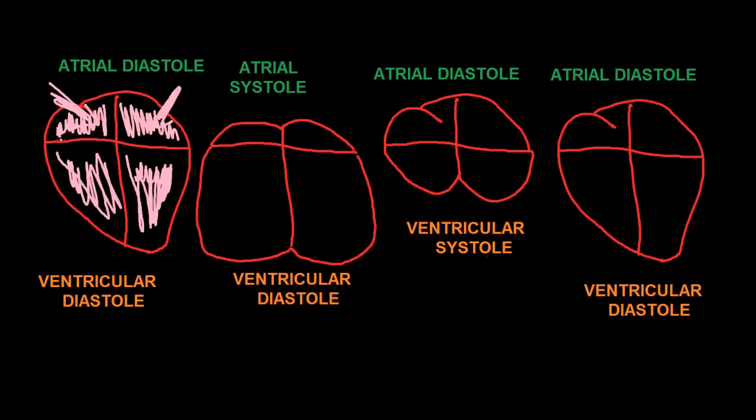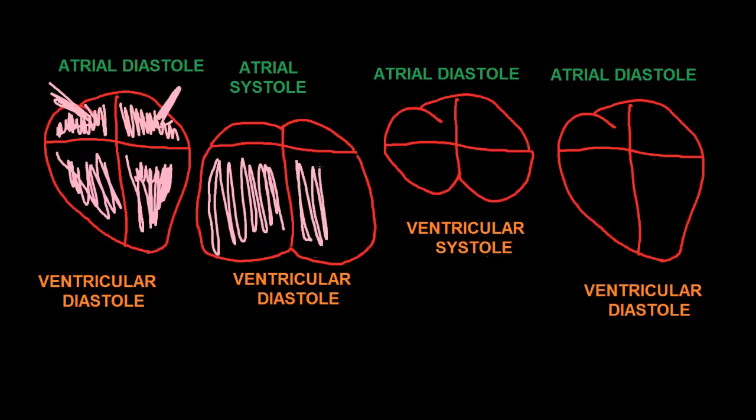At this time, the atria contract, sending all of the blood that's in them into the already filled ventricles, which are now superfilled. This makes the ventricles stretch a bit, and we will talk in another video about atrial kick and Starling's law. But at this moment in time, the atria, of course, are contracting, so we could call this atrial systole. However, the ventricles are still in diastole, so we are in ventricular diastole.